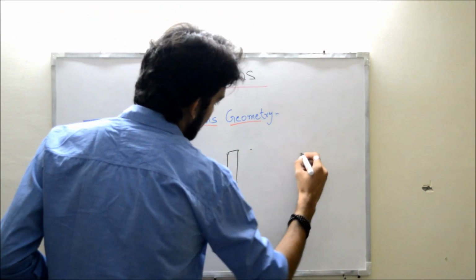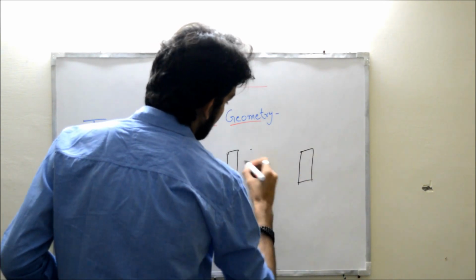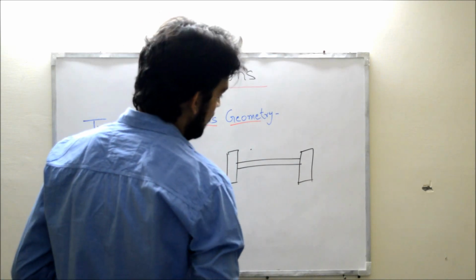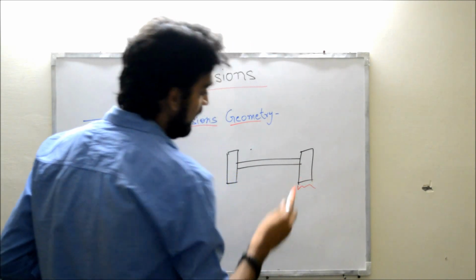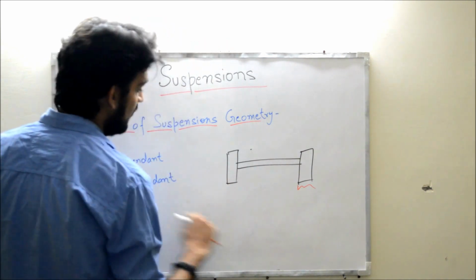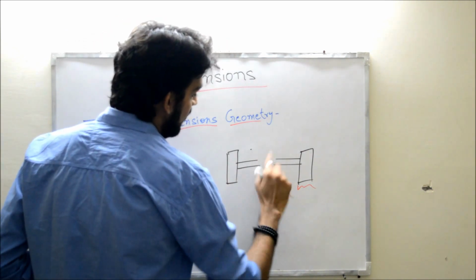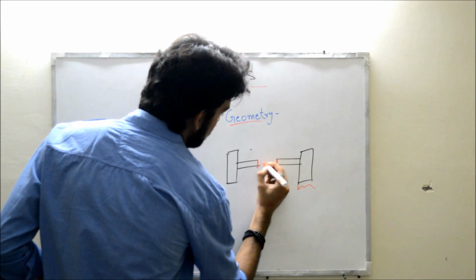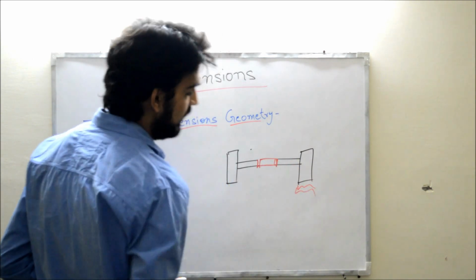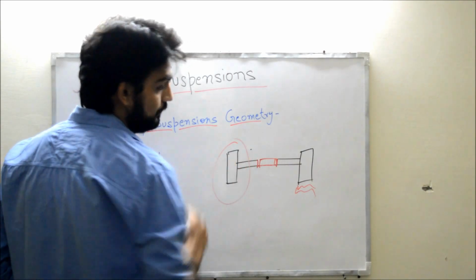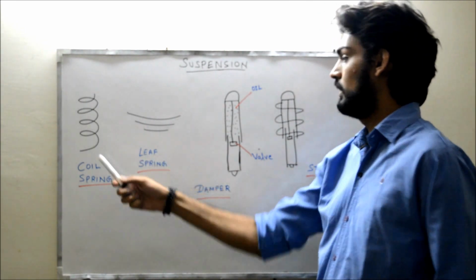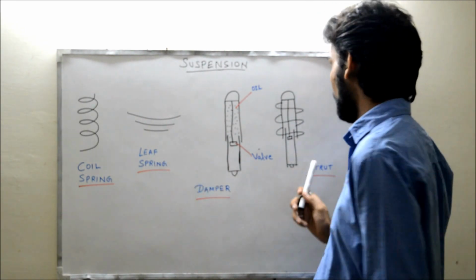If both of the wheels or any 2 of the wheels are connected through an axle, if any one of the wheels experiences any bump or shock, it affects the motion of the other wheel. While in case of independent geometry, there is no direct connection between both of the wheels, so if any one of the wheels experiences any bump or shock, it won't affect the motion of the other wheel. Now we'll talk about suspensions. There are 4 types of suspensions: coil spring, leaf spring, damper and strut.